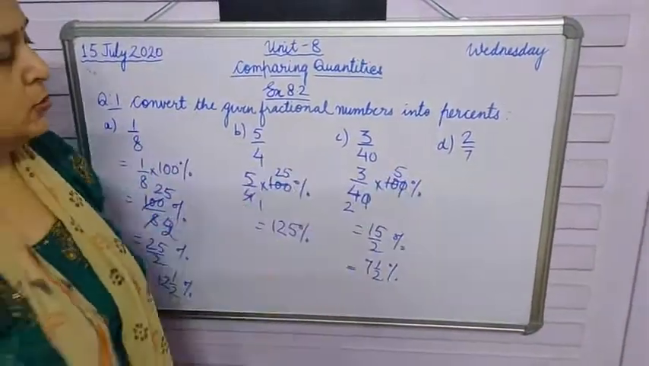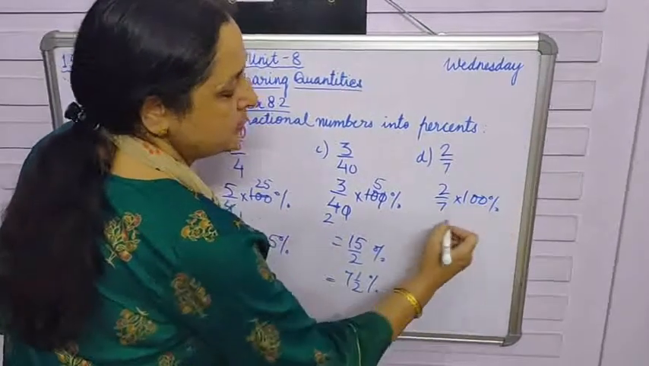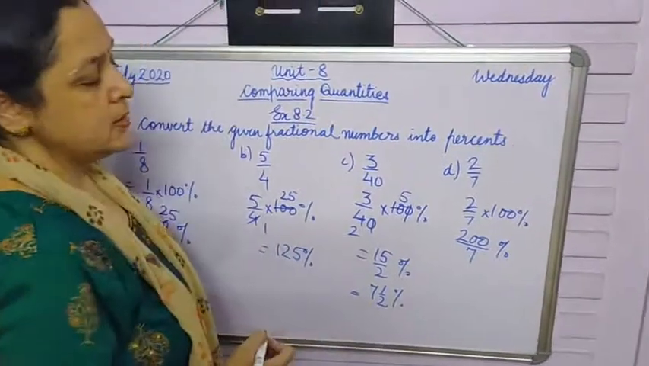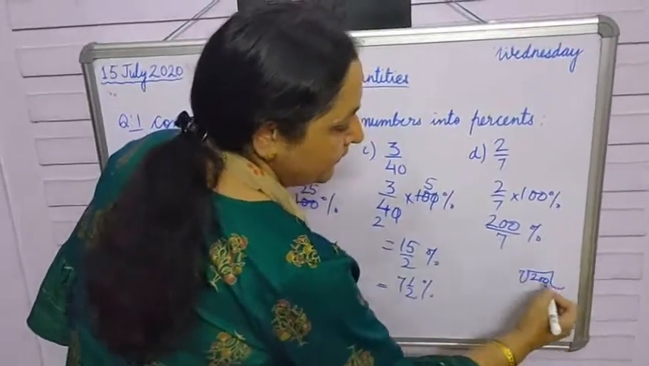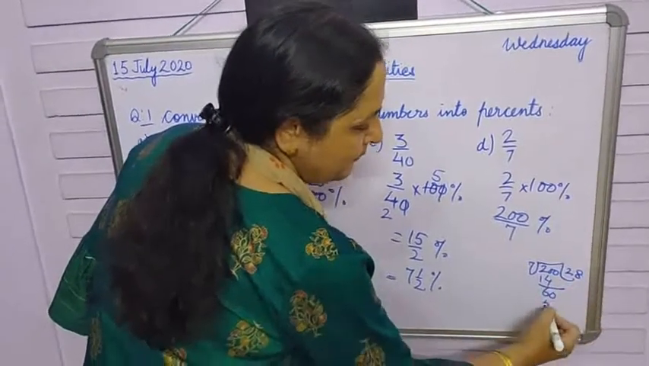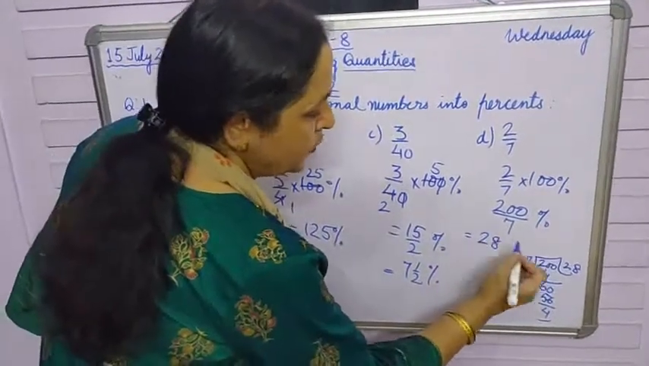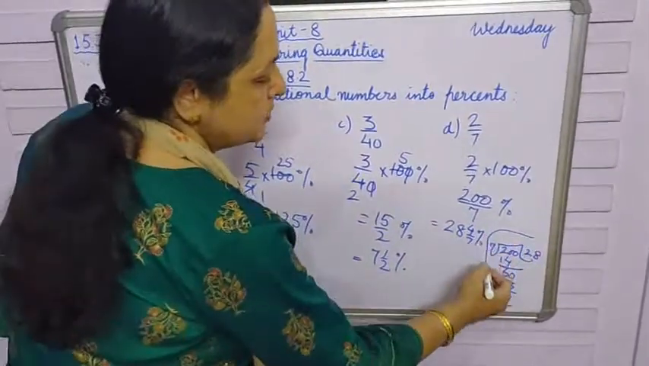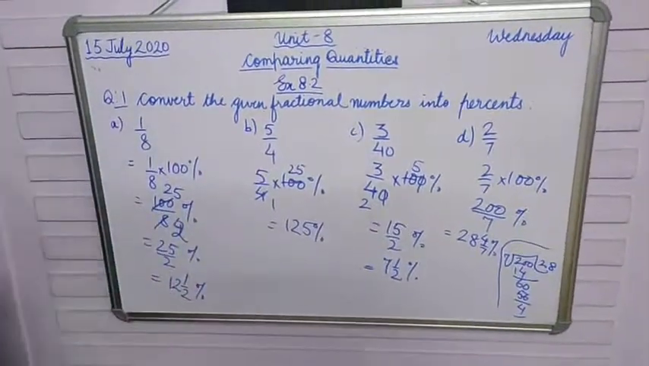And last part, 2 by 7. Again 2 by 7 multiply 100%. Since 7 and 100 are not divisible by any common factor, it is 200 by 7. Now convert it into a mixed fraction. 7 2s are 14, 7 8s are 56. Whatever remainder is left, it is 4. So it comes out to be 28 4 upon 7%. So this is how you convert a fraction into percentage.